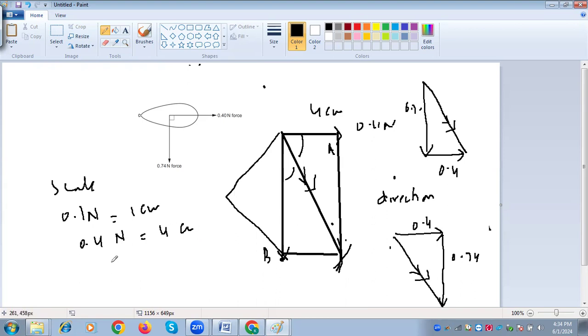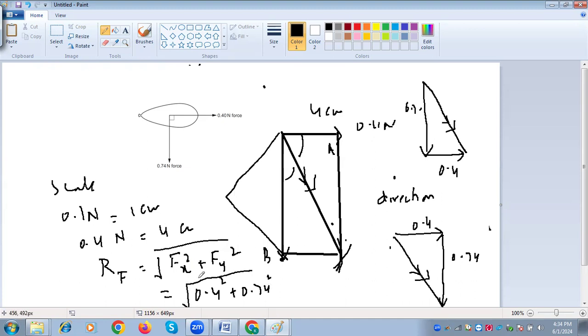Now the other method, that is Pythagoras theorem. The resultant force is the square root of the force along the x-axis squared plus the force along the y-axis squared. 0.4 squared plus 0.74 squared, and this is to be square rooted. The magnitude is coming 0.84 Newton.